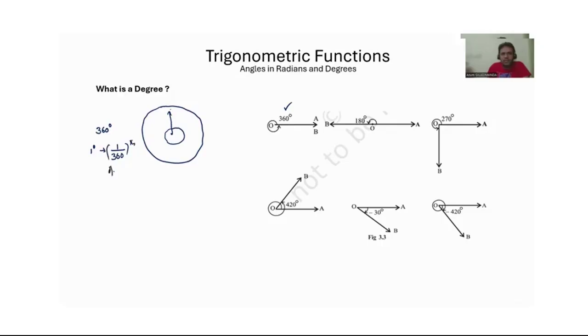1 by 360th of a full rotation of the ray. So it is a 1 by 360th portion. That is 1 degree, right? So here, if you see the second diagram, starting from here and going up to here, that is 180 degrees. And here it is going straight and then going further by 90 degrees, so this is 270 degrees. And 360 we already know, right?